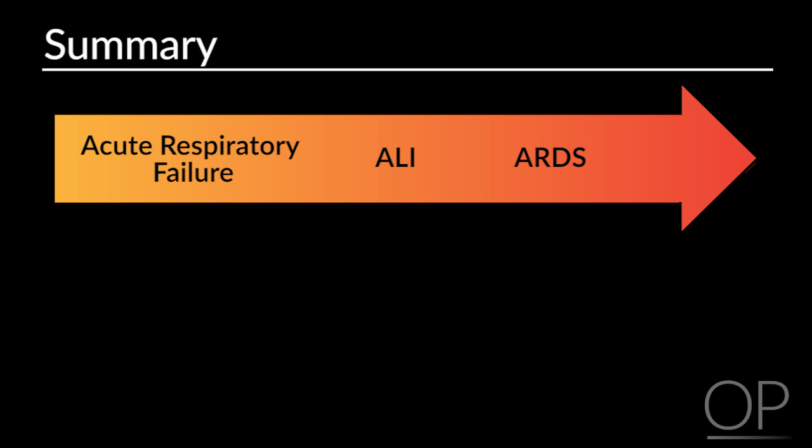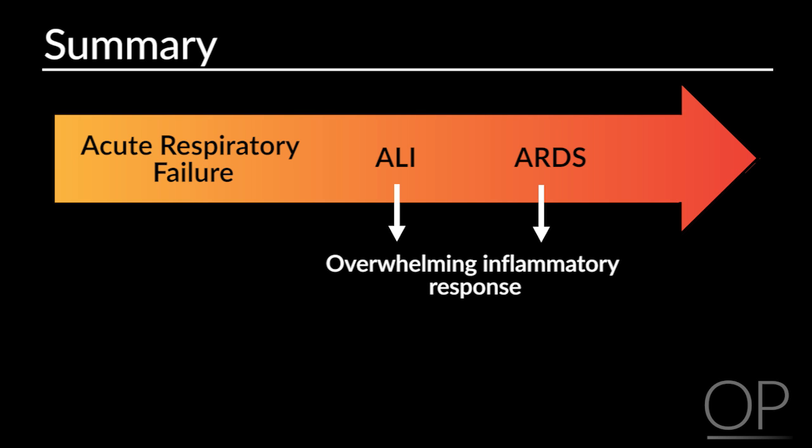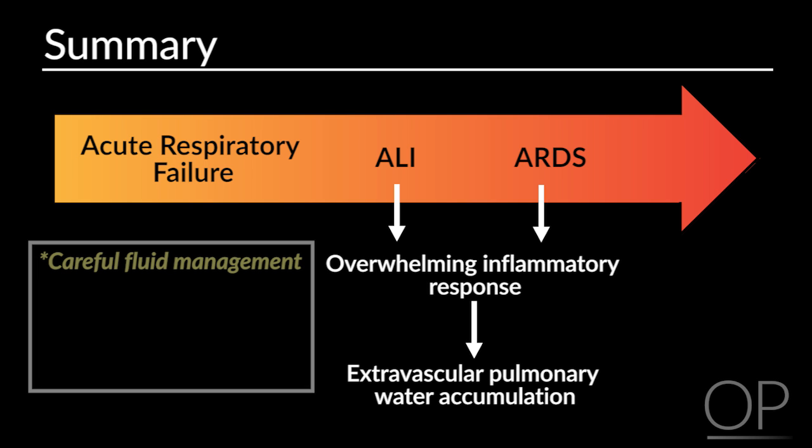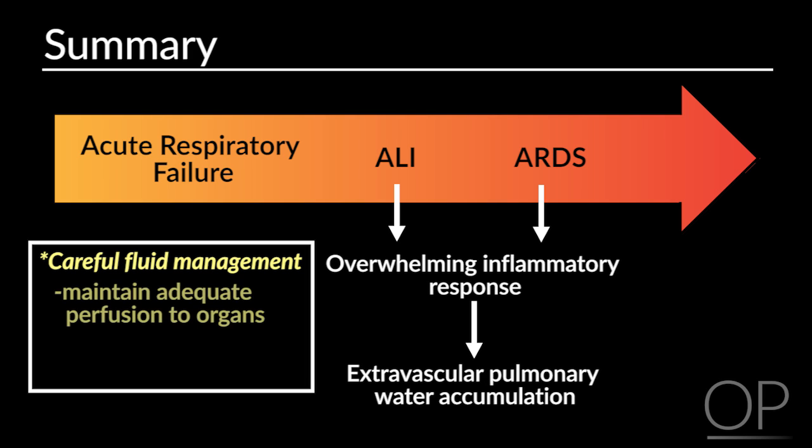So in summary, patients with acute respiratory failure are at risk for developing acute lung injury, and positive fluid balance has been implicated in worsened pulmonary outcomes. This overwhelming inflammatory response in acute lung injury and ARDS leads to extravascular pulmonary water accumulation, making careful fluid management necessary. The key features in acute lung injury and ARDS is to make sure that you maintain adequate perfusion to your organs, so using fluid when patients are in shock, but then once patients are out of shock, to start to minimize this fluid to preserve pulmonary function.